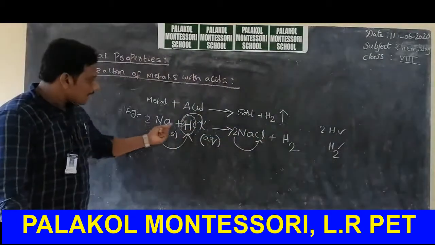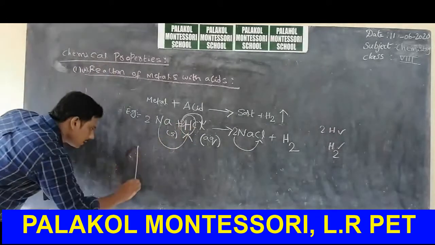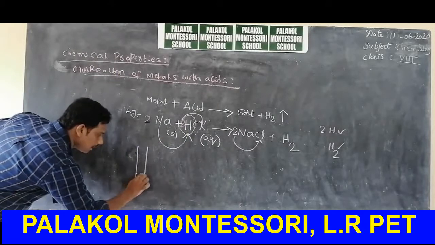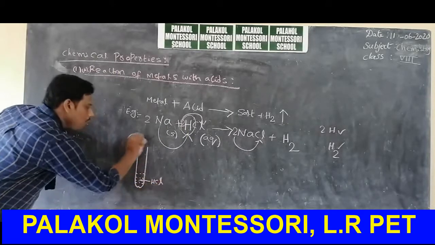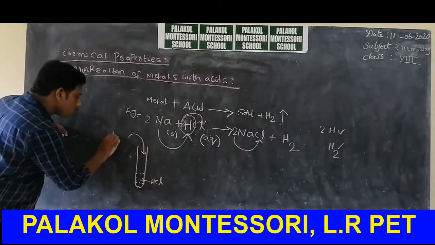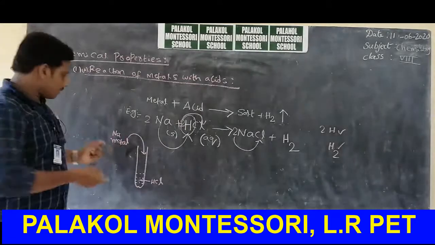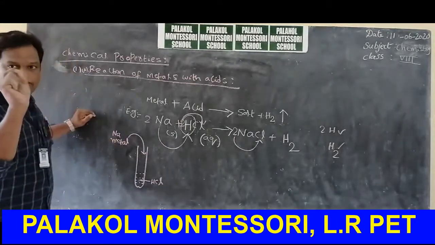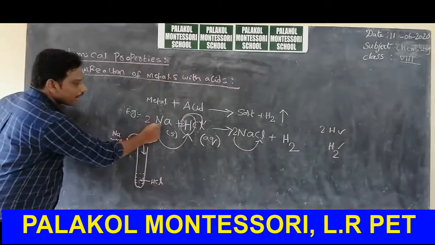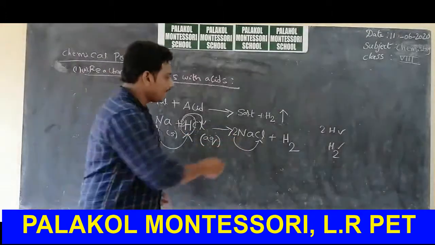So when sodium metal reacts with hydrochloric acid, say for example, take a small beaker or test tube, and take hydrochloric acid. When you add sodium metal, which looks like a cake and we can easily cut with a chalk, a small piece of sodium metal is added to hydrochloric acid. What happened? Immediately sodium metal reacts with hydrochloric acid and forms sodium chloride, which is present in liquid state.